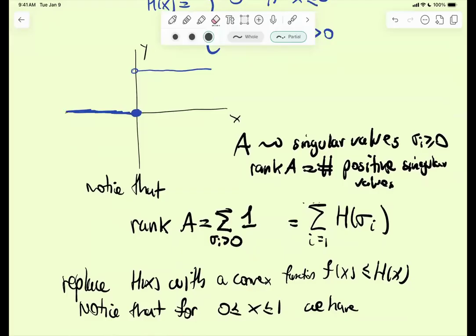So you're trying to find a function that's convex that agrees as much as possible with the Heaviside function. Okay. What property of the Heaviside function makes it not convex?